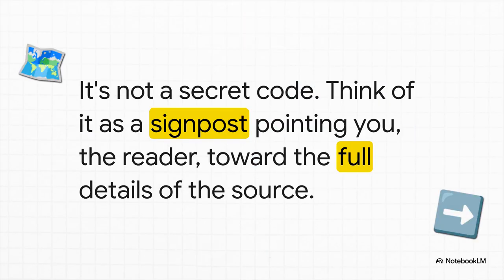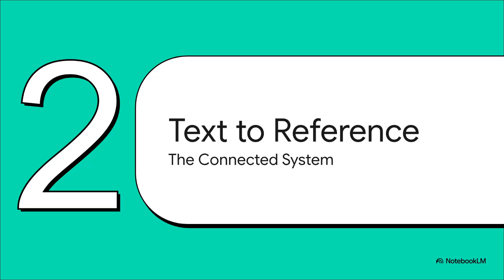Well, the good news is it's not a secret code at all. Think of it like a signpost on a trail. It's a super quick, in-the-moment pointer that tells you, hey, this idea came from somewhere else. It's a breadcrumb leading you right back to the full source. And that's really the magic of the whole APA system. It's a perfectly connected two-part system. That little signpost in the text hooks up directly with the full story, the full reference at the end of your paper. Let's break down how that actually works.